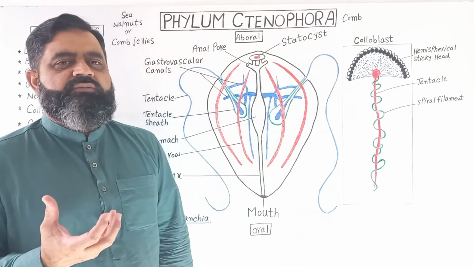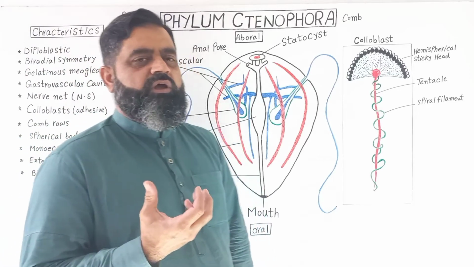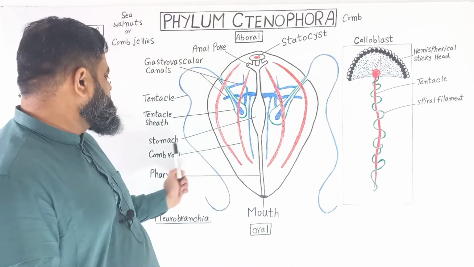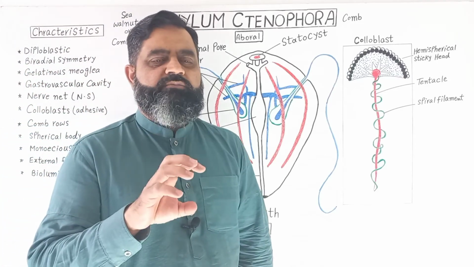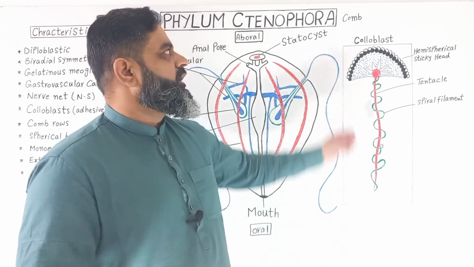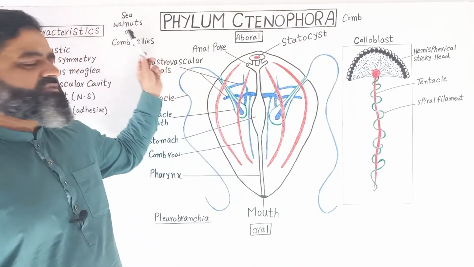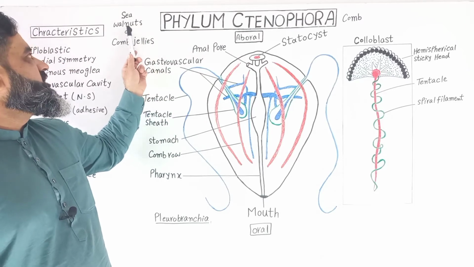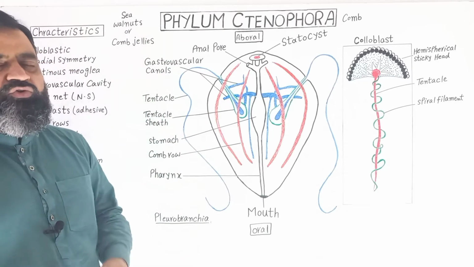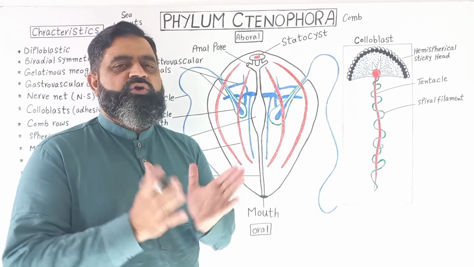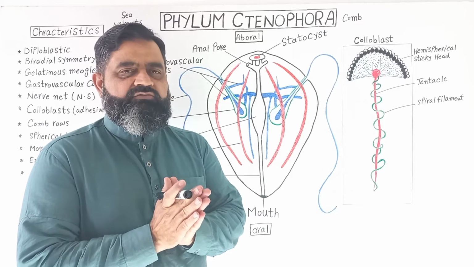It means these animals contain comb-like structures which are known as comb plates. So on the basis of comb plates, these animals are known as Ctenophora. These animals are also known as sea walnuts, or comb jellies. In this video lecture we are going to discuss the general characteristics of this phylum.